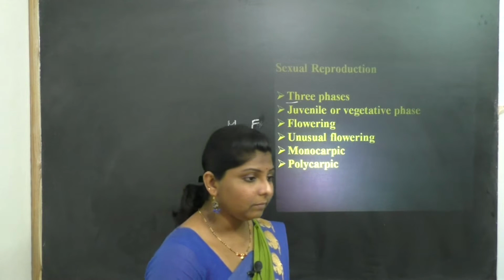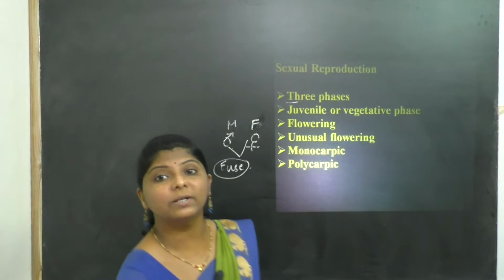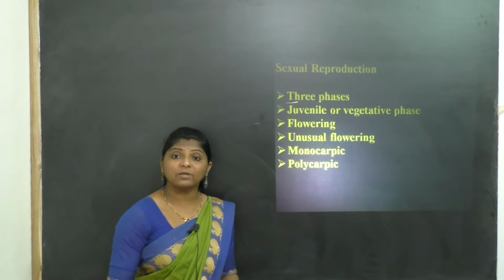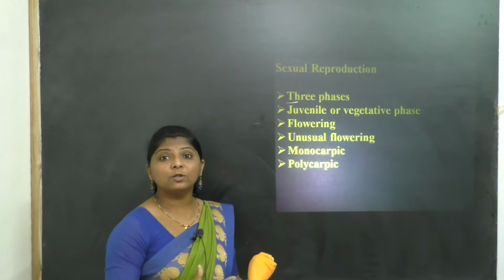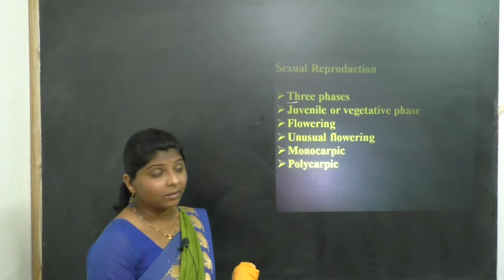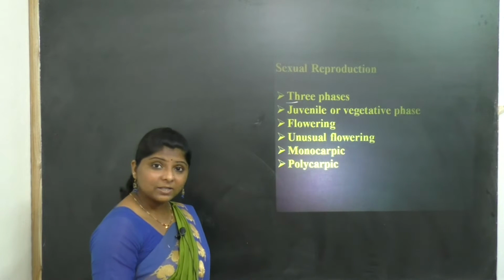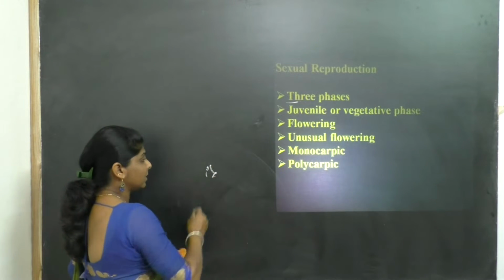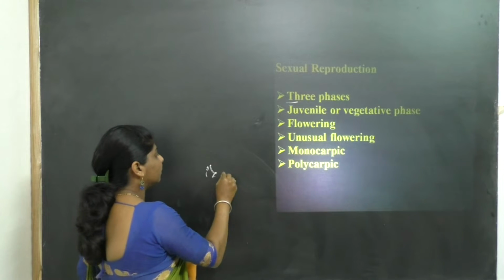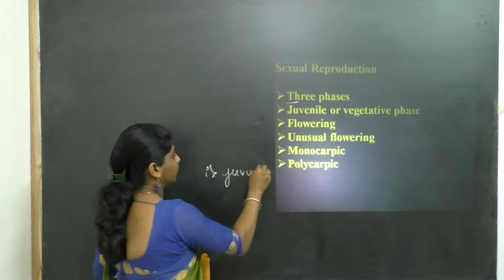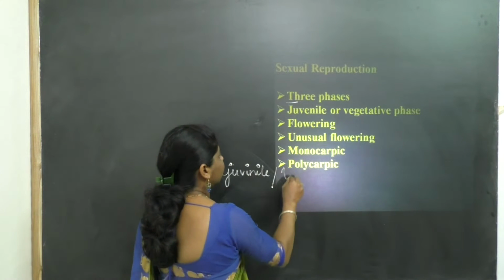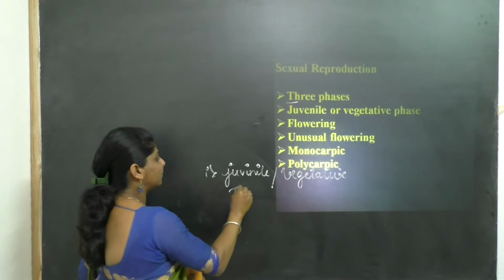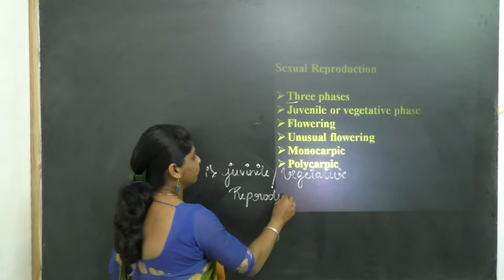Now, an organism cannot show sexual reproduction right from the day it is born. It needs to grow for a certain period of time. All the organisms that show sexual reproduction show three important phases. The first phase is said to be the juvenile phase or the vegetative phase. After this we can see the reproductive phase.